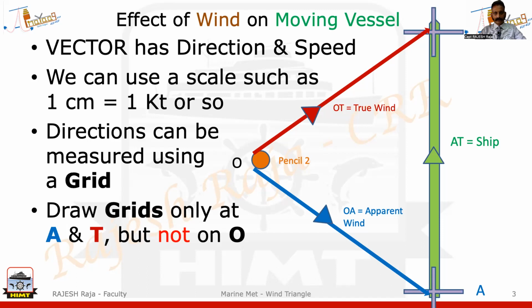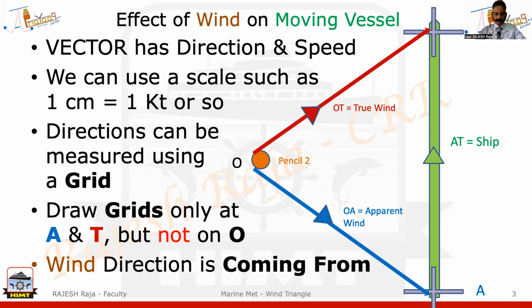Now, what is the purpose of the grid? Please remember, wind direction is always mentioned as the direction from where it is coming. So that means it is as if you are standing on the grid which I've drawn at Alpha, and you will see the blue color vector coming towards you, which is your apparent wind direction. If you stand on the second grid, which is at Tango, you will see the maroon color wind coming from the true direction. So this is the concept of the grids.